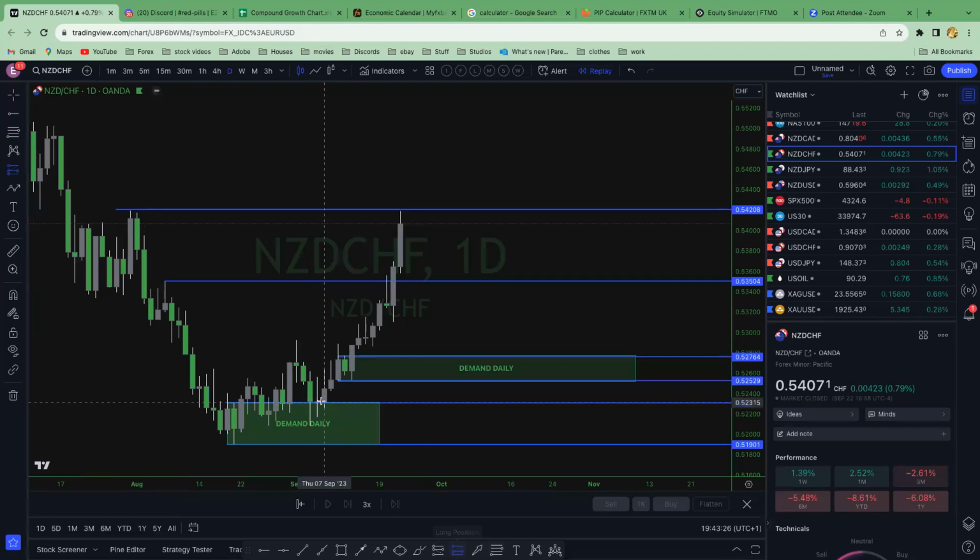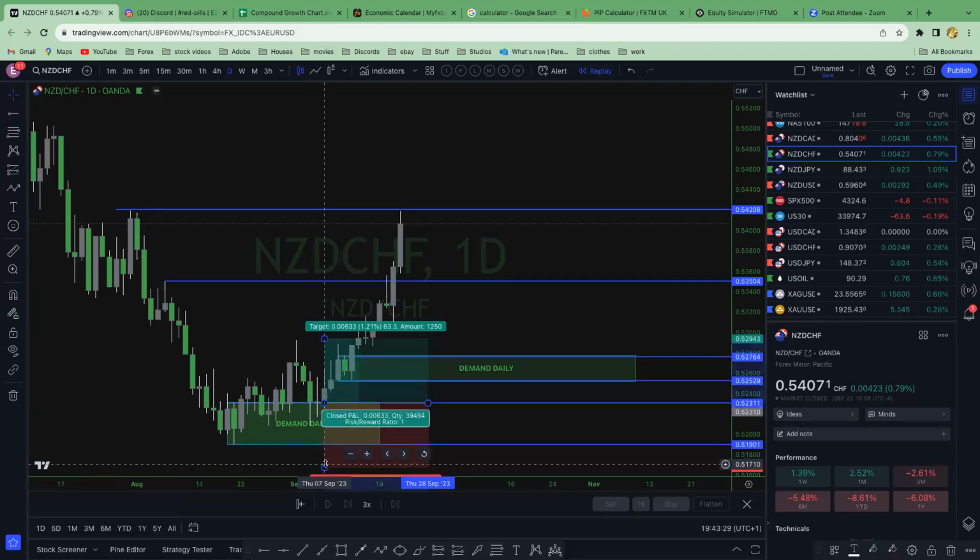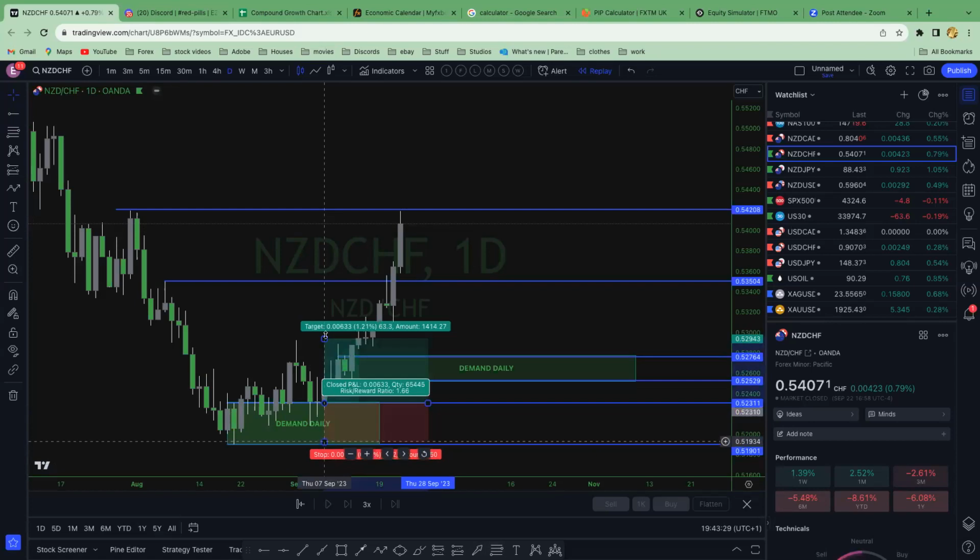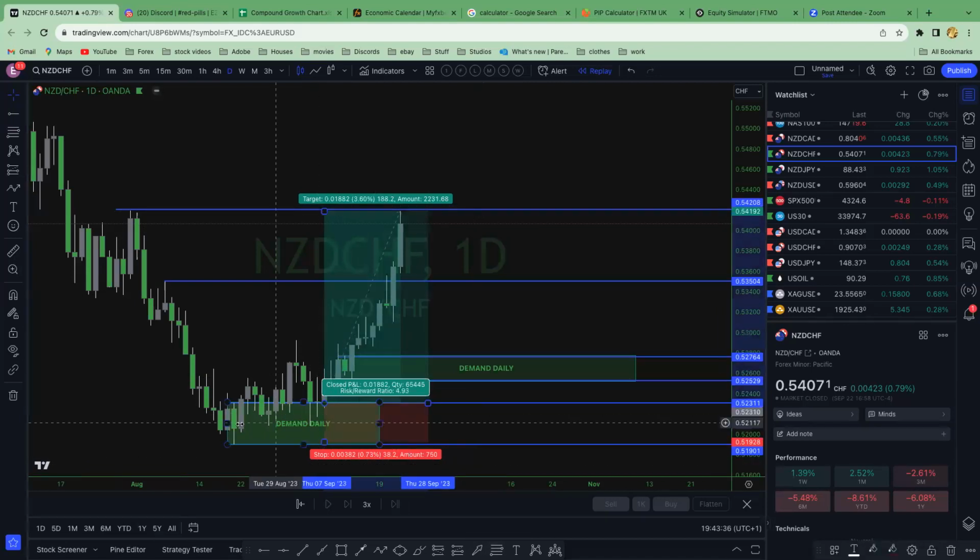Long. So this was, there you go. A 1 to 4.8 R trade, literally just based on a simple daily break of structure, pullback to the demand, continuation of a buy. And when Forex can be this simple, why overcomplicate it? Is why I tell people.